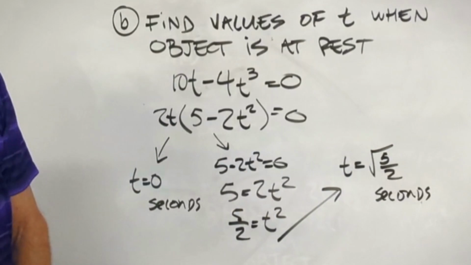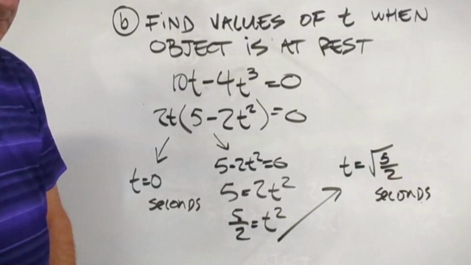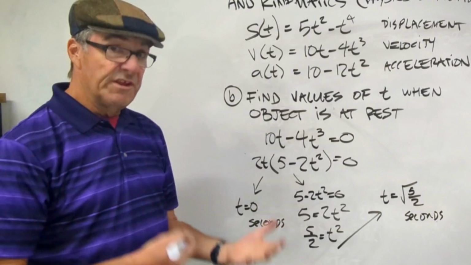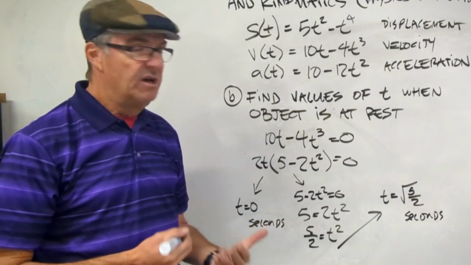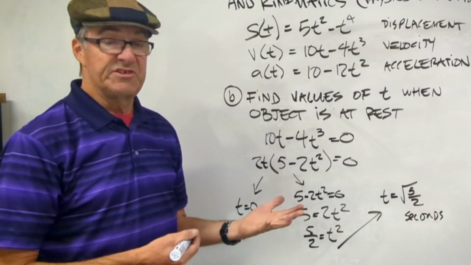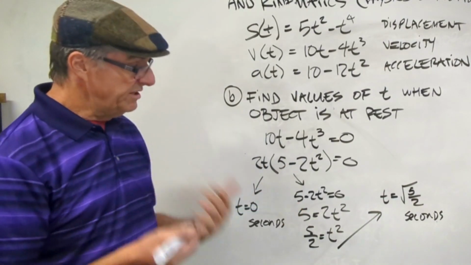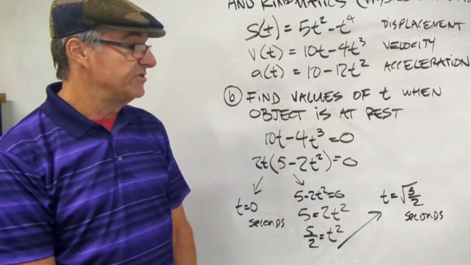So why am I taking that out? Think about that for a minute. Generally speaking, with an experiment, with a situation where we deal with time, we don't deal with negative time. That's like before the situation starts to happen. So when we're dealing with time, we're almost always going to only deal with positive values of time.